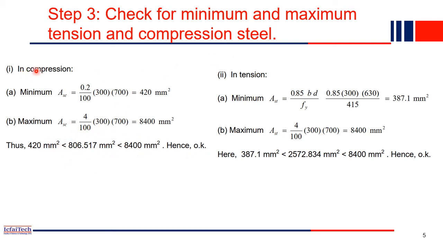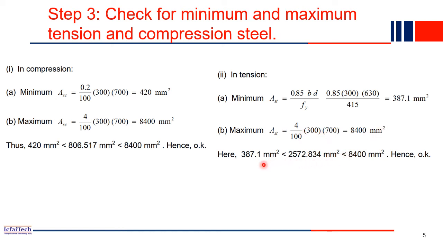That is in compression. Now in tension also, our code says with this formula we have to find out what is the minimum reinforcement you have to provide: 0.85 B into D by Fy. So if you plug in all the values you will get 387.1. So the minimum we have to provide is 387.1 tension reinforcement, and the maximum is again 4% of the total cross-sectional area, which is nothing but 8400.